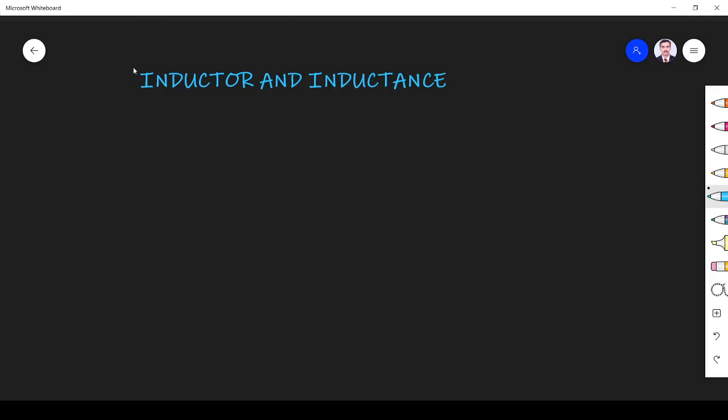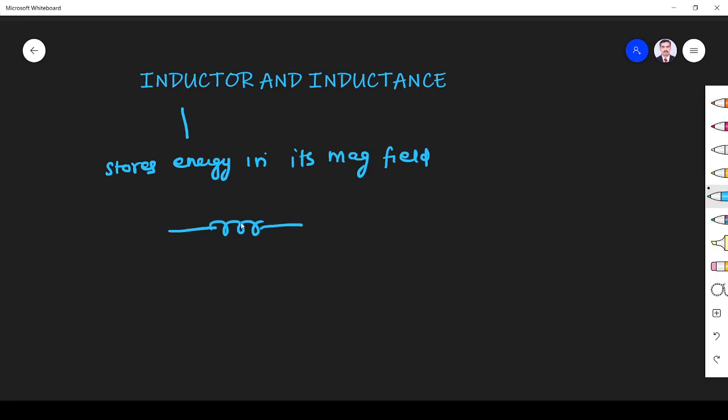First, we see what an inductor is. An inductor is a component which stores energy in its magnetic field, whereas a capacitor is a component which stores energy in an electric field. Hope you know that. So an inductor is like a coil of wire. This is the symbol of an inductor.